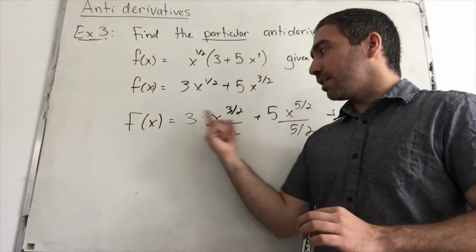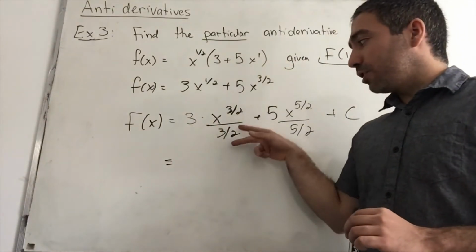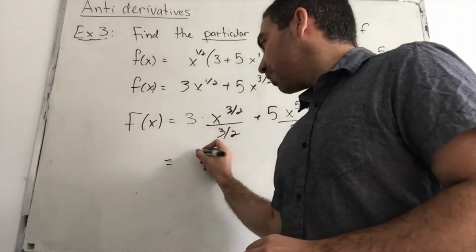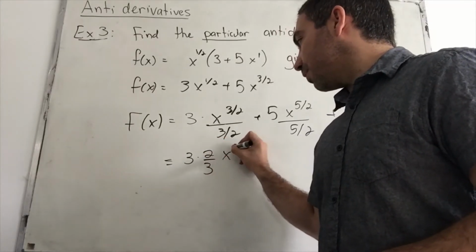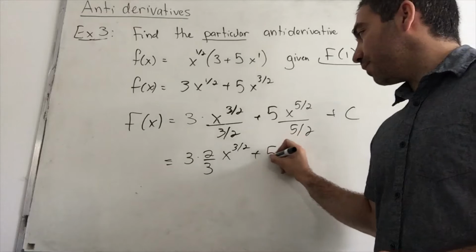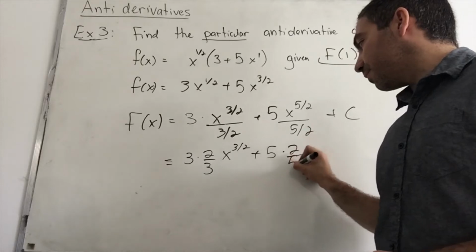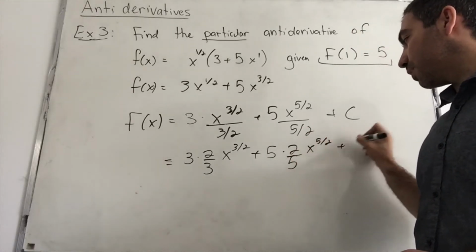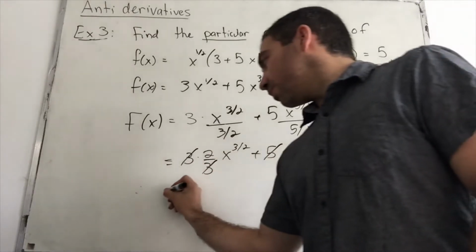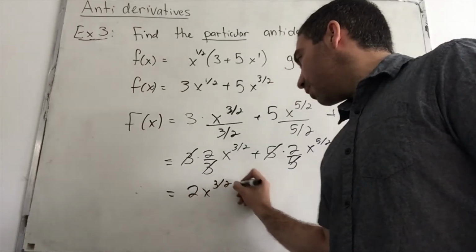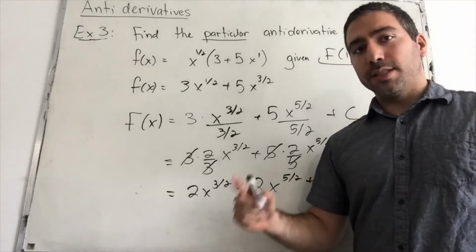Okay, now let's go ahead and simplify this. On the top, you could think of this as a fraction divided by a fraction, so we can multiply by the reciprocal. This is very common. So 3 times, instead of 3 over 2, we're going to multiply by 2 over 3, x to the 3/2, plus the same thing here. We'll leave the 5. Think of it as 5 over 1 divided by 5 over 2. The 5 over 2 flips, so it's times 2 over 5, x to the 5/2, plus c. Notice that the 3's cancel and the 5's cancel, leaving us with 2x to the 3/2 plus 2x to the 5/2 plus c. Okay. This is equal to F of x.